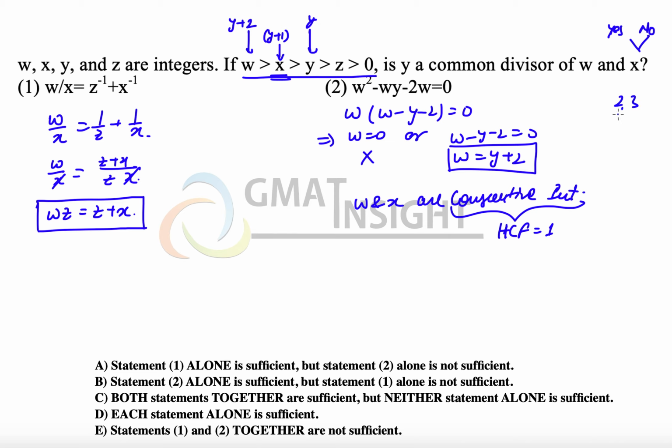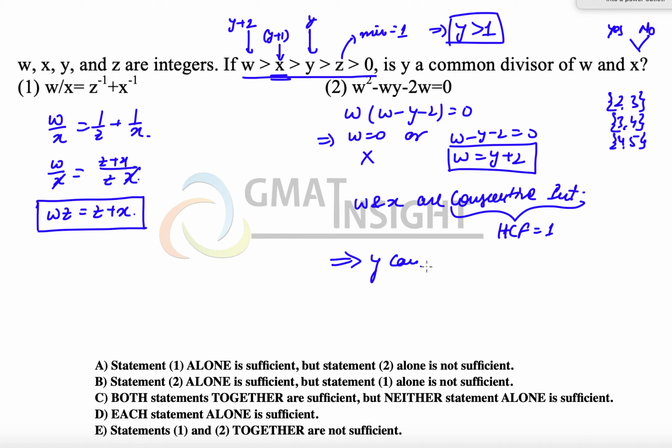The greatest common factor of any two consecutive integers is 1. For example, if you say 2, 3, only 1 divides them. 3, 4, only 1 divides them. 4, 5, the common factor between 4 and 5 is 1. So that's how any two consecutive integers have only one common factor, and that is 1 itself. But the thing is that because z minimum has to be 1, this means that y is greater than 1, which confirms that y cannot be a common divisor of w and x both.